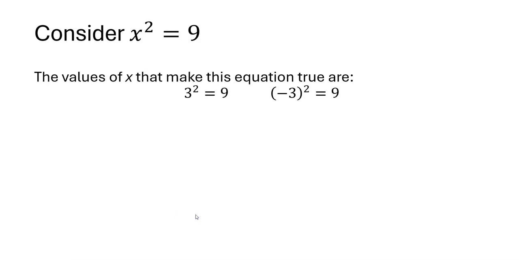And if we think about this, 3 squared is 9, but also negative 3 squared is 9. And therefore, we have two answers: x is 3 or x is negative 3.